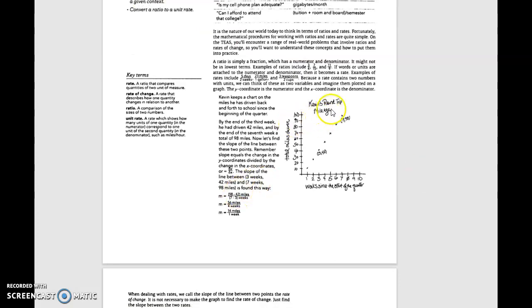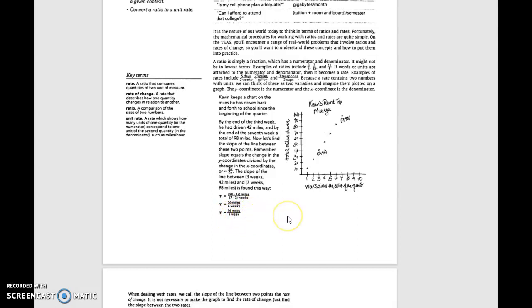In the example that you have about Kevin's round trip, they take the point 7 weeks, or week 7, he has driven 98 miles. In week 3, he has only driven 42 miles. So we want to see the rate of change between this point and this point. Well, if you see this formula down here, the rate in the change of y is 98 minus 42 over the week 7 minus week 3, which will give us 56 miles over 4. And since we want a unit rate, we just take 56 divided by 4 and get 14 miles per week, or 14 miles over 1 week.